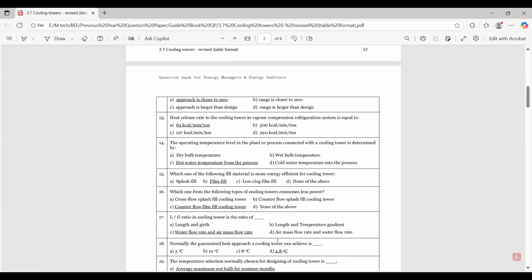Which one of the following fill materials is more efficient for a cooling tower? This is called film fill. Film fill is the efficient one in the cooling tower. Which one of the following types of cooling tower consumes less power? Counterflow cooling tower.